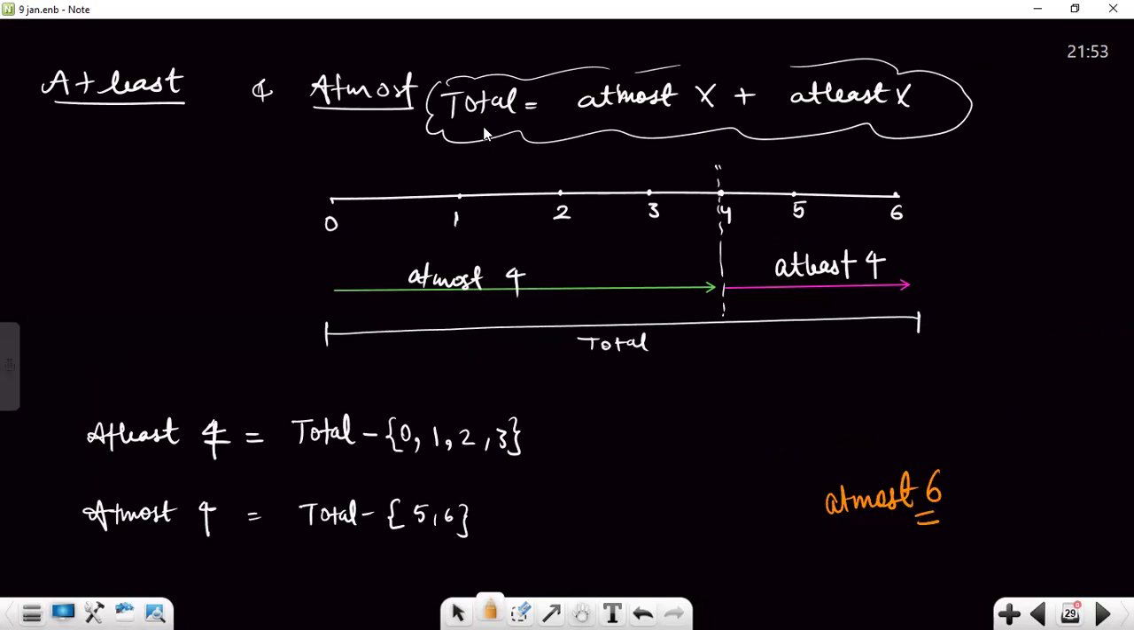See, when we are writing total at most 4 and at least 4, the particular point 4 cannot be included twice, right? 4 can only be included with one quantity. So we will include 4 with at least, and in the case of at most, we'll exclude the case of 4. Is that clear, everyone? So here at most 4 means total number of cases minus 4 also, because we are excluding the 4. Clear? Otherwise, it will be counted twice.